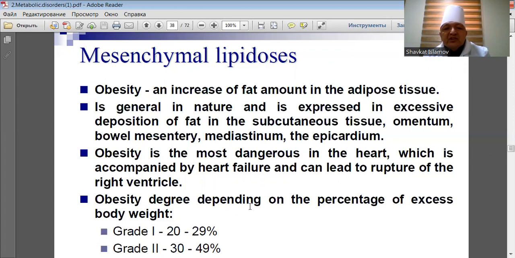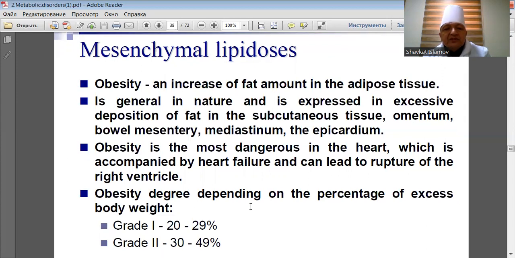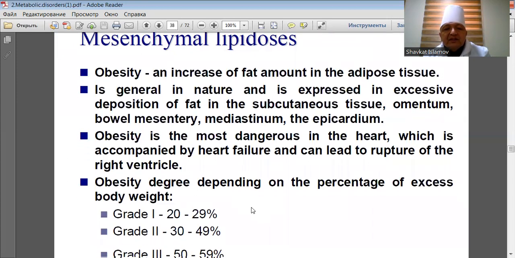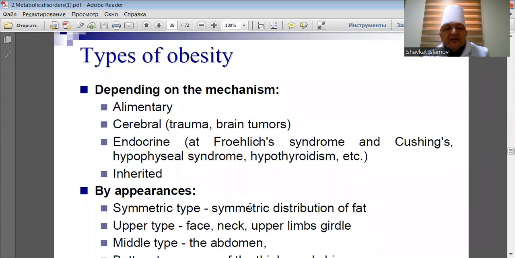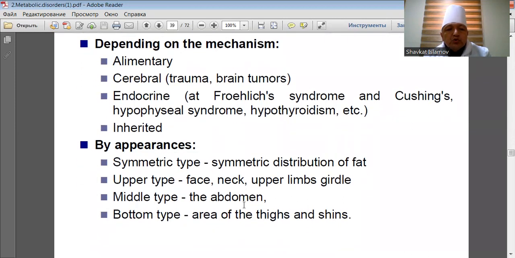Obesity is the most dangerous in the heart, which is accompanied by heart failure and can lead to rupture of the right ventricle. Obesity degree depends on the percentage of excess body weight: Grade 1, Grade 2, Grade 3, Grade 4. Types of obesity depending on the mechanism: alimentary, cerebral, endocrine, inherited. By appearance: symmetric type, upper type, middle type, bottom type.